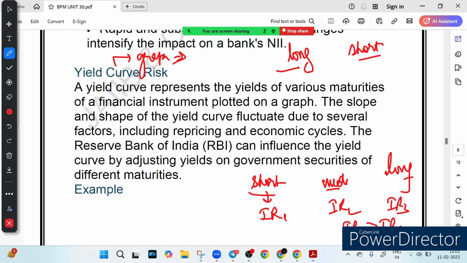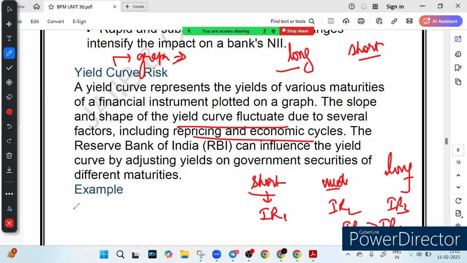But sometimes, due to economic conditions, this curve changes shape. Normally, if you have a long term loan, the interest rate will be higher compared to the short term loan. But sometimes, due to economic conditions, this yield curve fluctuates. So how does it fluctuate? Let's see.